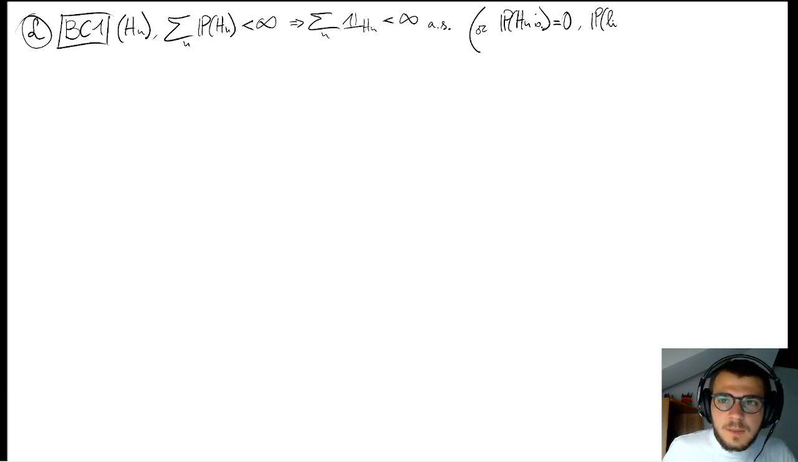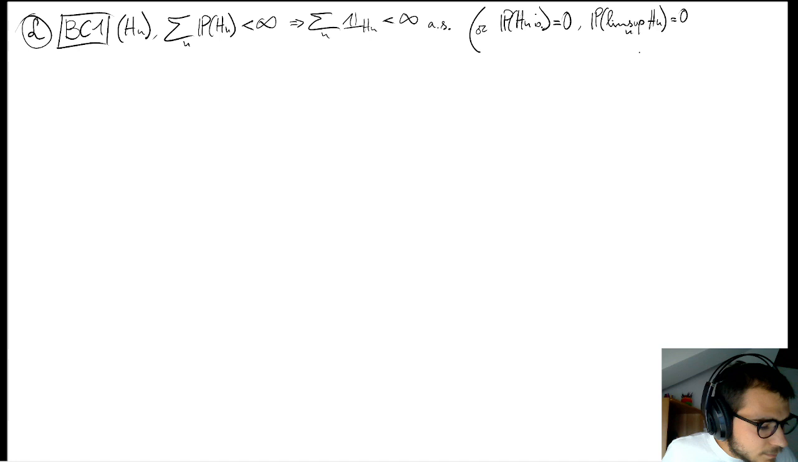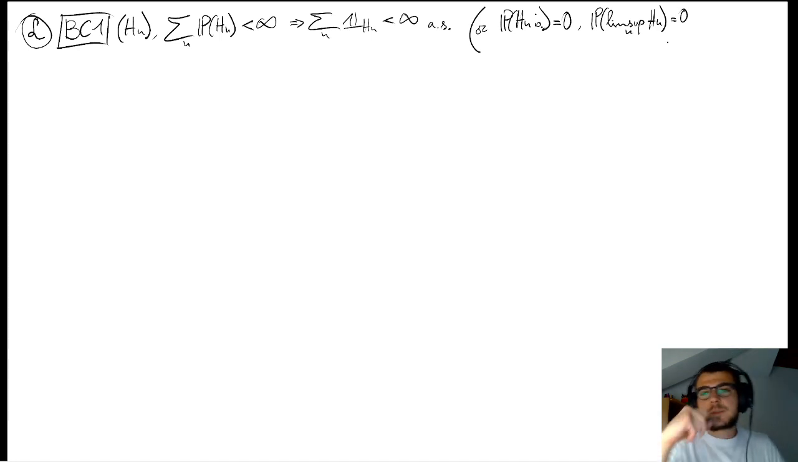Probability of the lim sup n of Hn equals 0. And for this, if you want, you can see Schindler's book at page 101. How can we interpret this result?